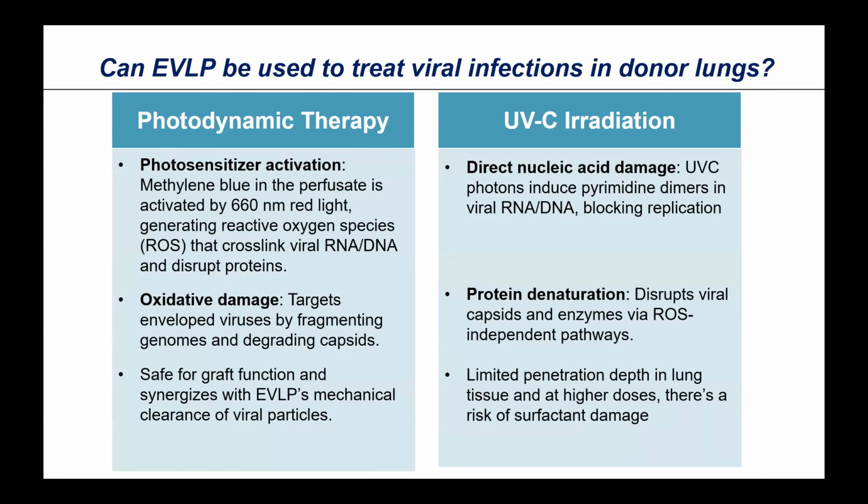So we know that the combination of EVLP and light therapy enhances viral inactivation through targeted oxidative damage and mechanical clearance. We know we have different ways we could do this through photodynamic therapy or UVC irradiation. And there's many advantages for this. They're safe for graft function and it synergizes with EVLP's mechanical clearance. Well, let's show an example of this.